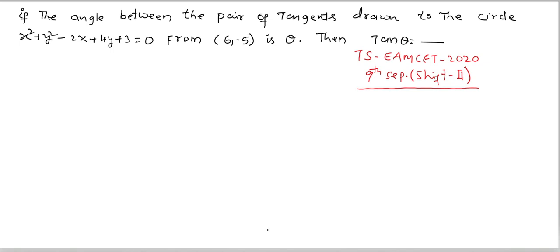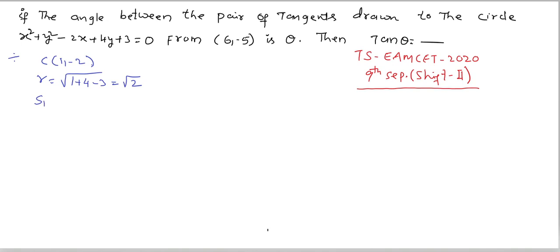So first we find the center of the circle. Center is 1 comma minus 2 and the radius of that circle r is equal to, we know that, root of g square plus f square minus c, that is 1 plus 4 minus 3, that is equal to root 2.